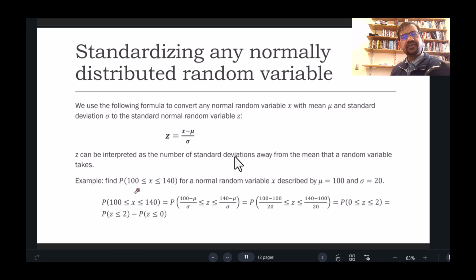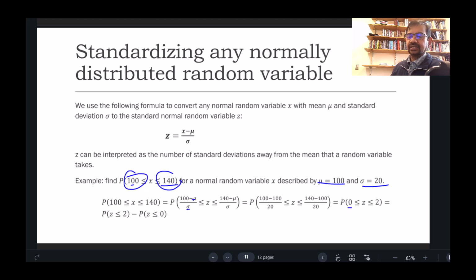So for example, say you want to find the probability that a random variable which follows a normal distribution with mean 100 and standard deviation 20 will lie between 100 and 140. We can now transform 100 to its z-score, and we can transform 140 to its z-score. So we can standardize them. Essentially, we are subtracting the mean from 100 divided by the standard deviation. The mean is 100 and the standard deviation is 20. We do the same for 140. So once we do that, we get the probability that z is between 0 and 2.